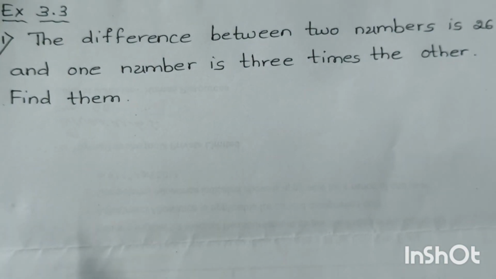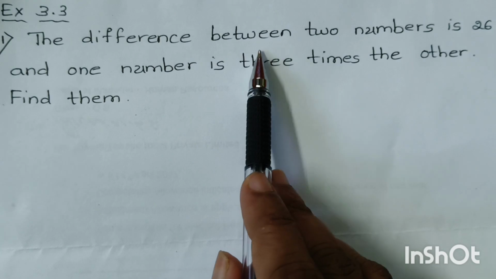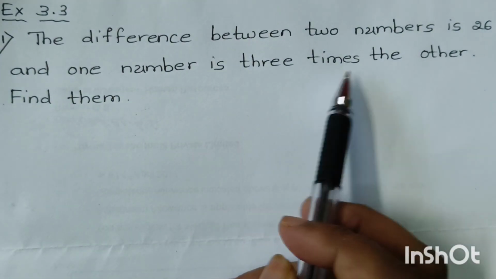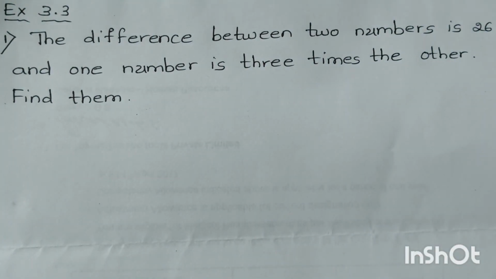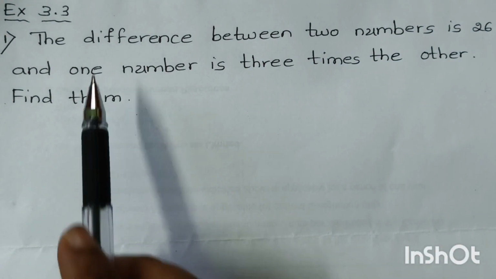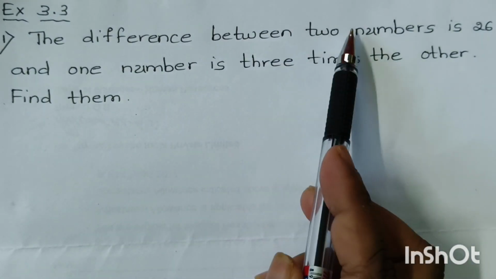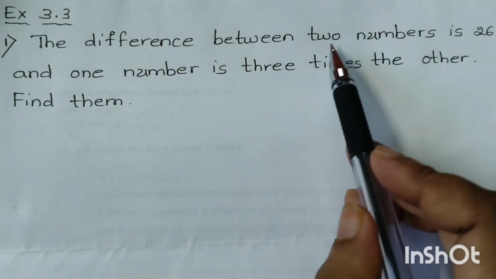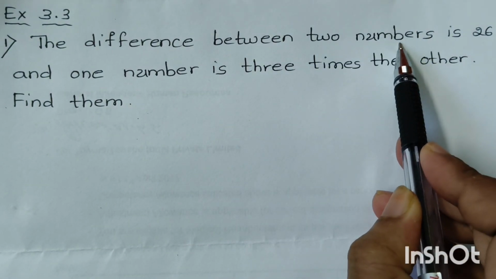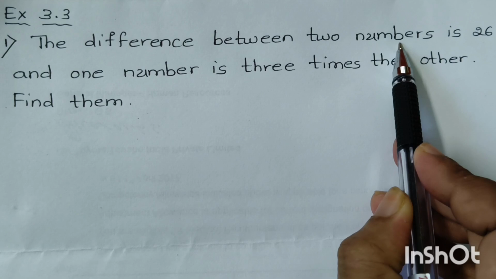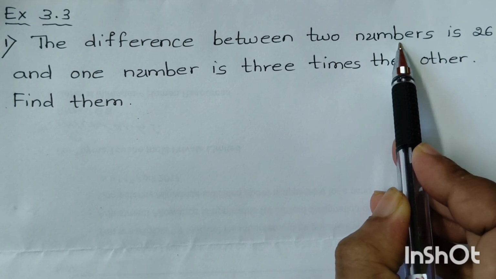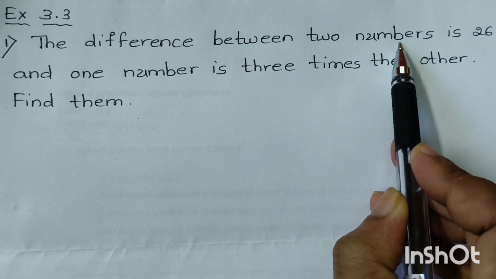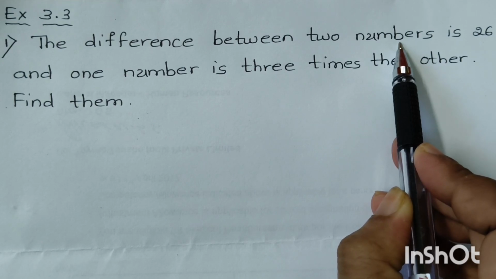Okay. First look at the problem. The difference between two numbers is 26 and one number is 3 times the other. Find them. First let us read the first sentence. The difference between two numbers is 26. Now concentrate only on this one. Two numbers means we came to know that there are two numbers, but we don't know which numbers those are. So we can take the first number as x and the other number as y.